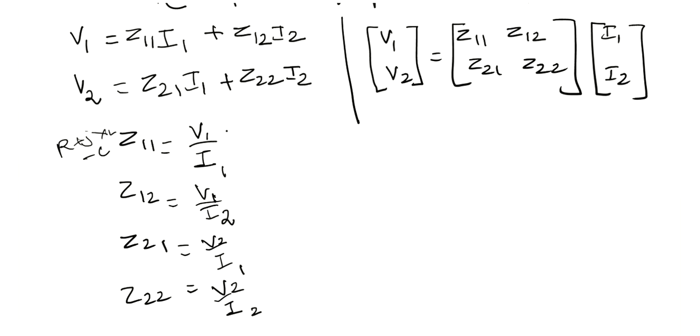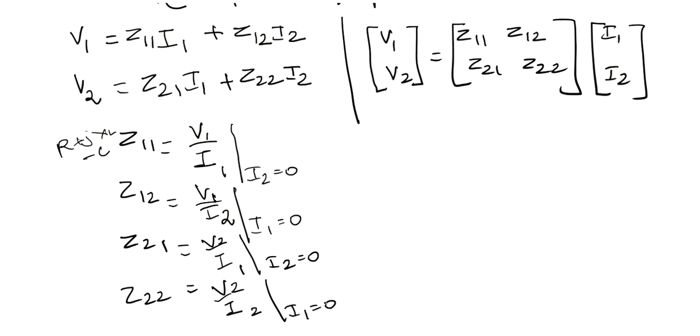What is the other name of Z parameters? Open circuit. So if I1 is present, then definitely I2 is equal to 0. This is the condition. Here I2 is present, so I1 equals 0. Here again I2 will be equal to 0, and here I1 equals 0. So in all four combinations we make a current open circuit. That's why the other name is open circuit parameters.